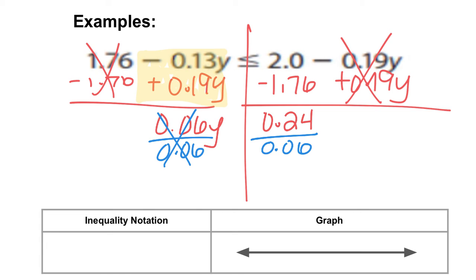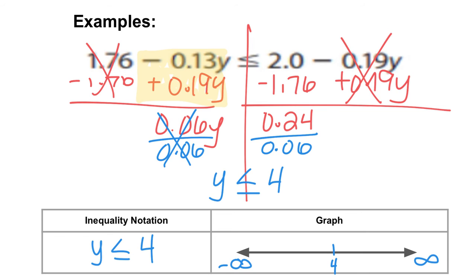And so none of that was negative. I don't have to flip anything. So I'm going to still have less than or equal to, and this gives me 4. So negative infinity to infinity, 4.